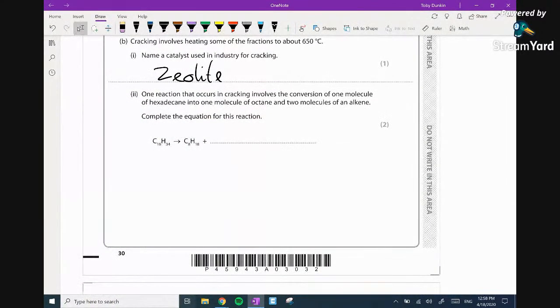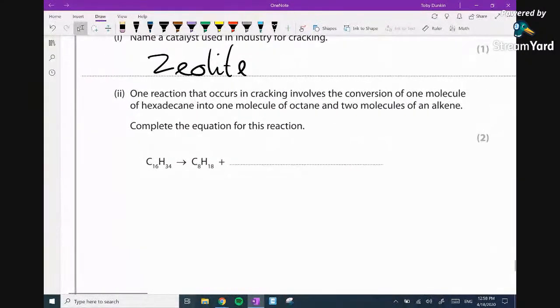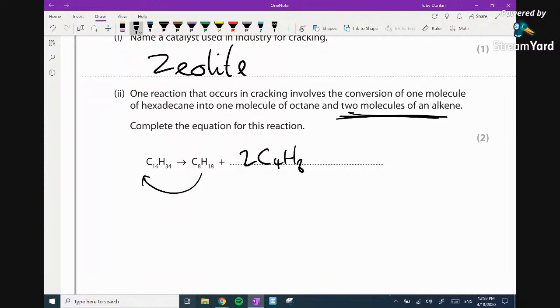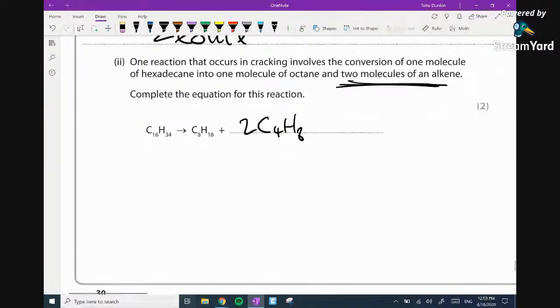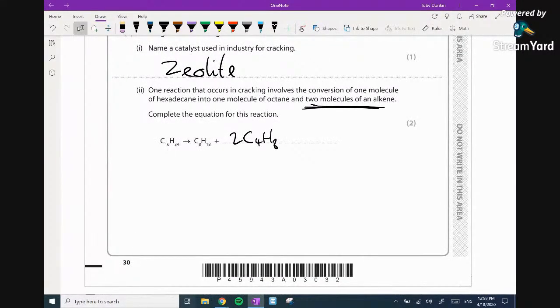Next, finish the equation. Oh, 2 molecules of an alkene. So the difference is 8. So I need 2 for C4H8. Double it and add 2. Double it, CnH2n to get the alkene. Clever that. And you need 2 molecules. That's really clever.